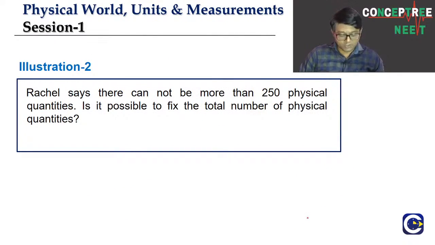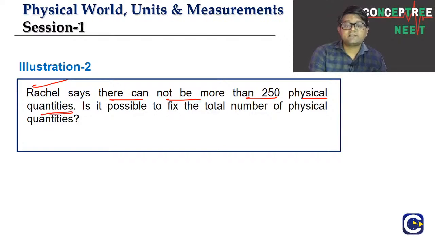I think Rachel is probably also one of the students of this class. So look at this. Rachel says there cannot be more than 250 physical quantities. What is she saying?